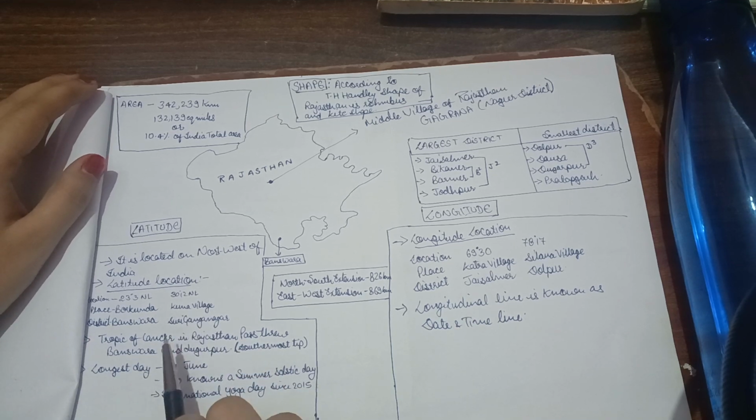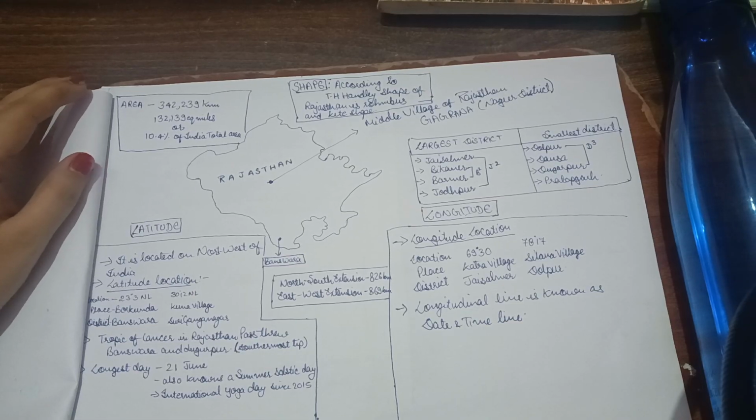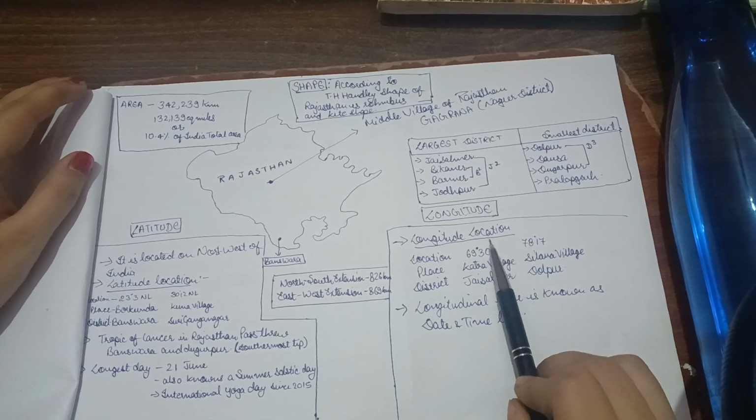The Tropic of Cancer in Rajasthan passes through Banswara and Dungarpur, the southernmost tip. The longest day is 21 June, also known as Summer Solstice Day, and it is also celebrated as International Yoga Day since 2015. Now we come to longitude locations.